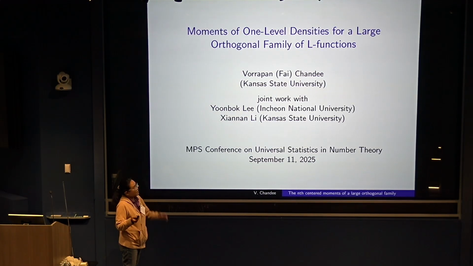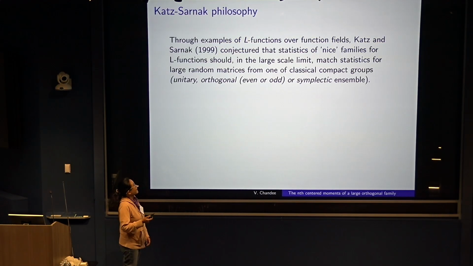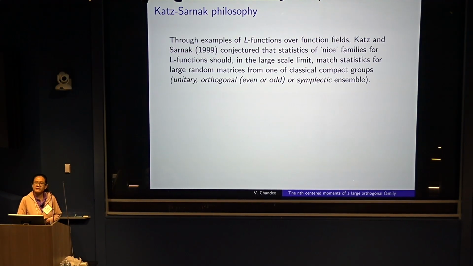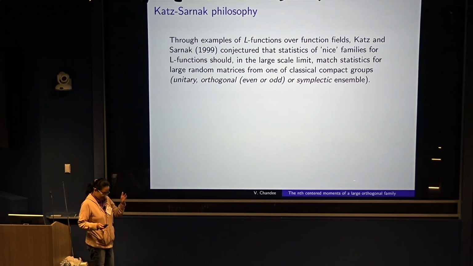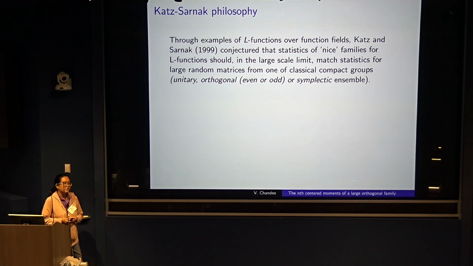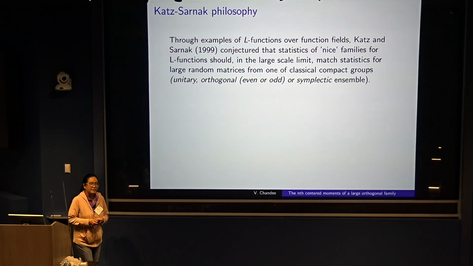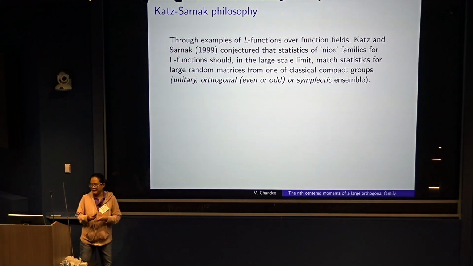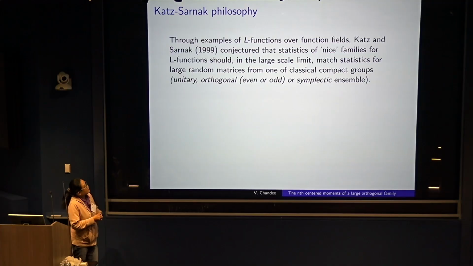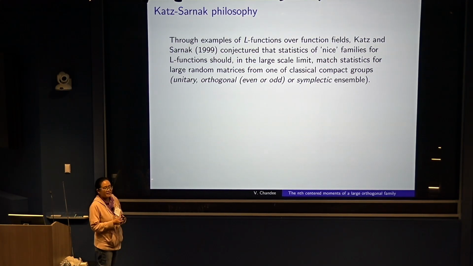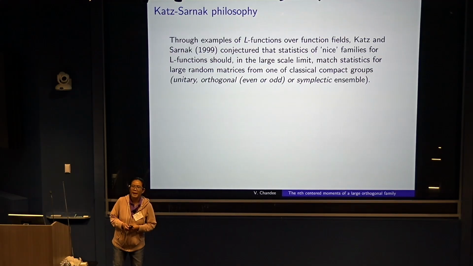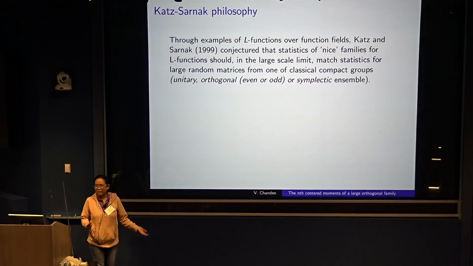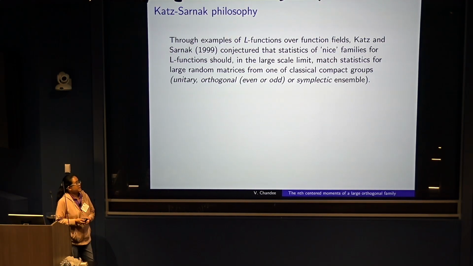All right, so I'm going to talk about some statistics of L-functions, but before we get to that, let's look at the inspiration for this, which is the Katz and Sarnak philosophy. They studied an example of L-functions over function fields, and then conjectured that statistics of a nice family of L-functions should, in the large scale limit, match statistics for large random matrices from one of the classical compact groups. It can be unitary, orthogonal, where orthogonal can be split into even or odd, or symplectic groups.